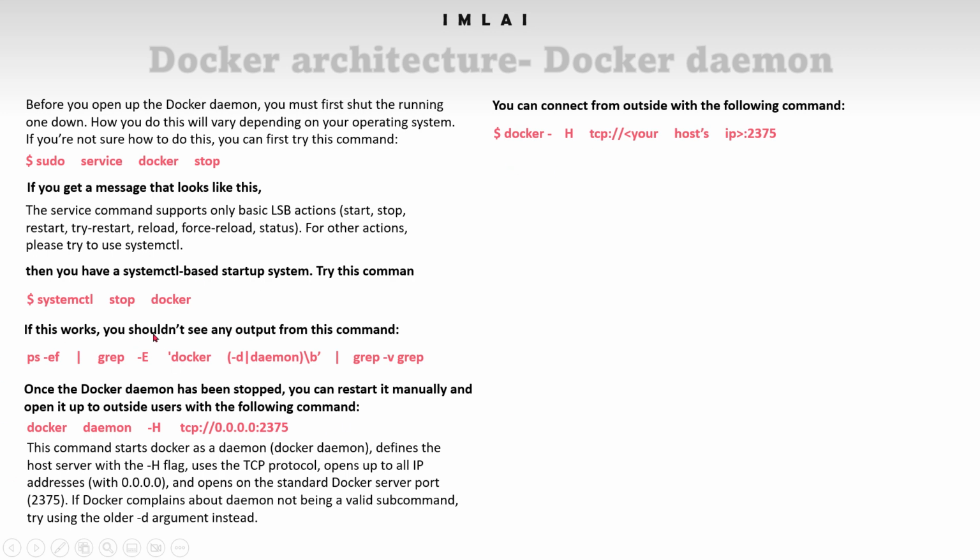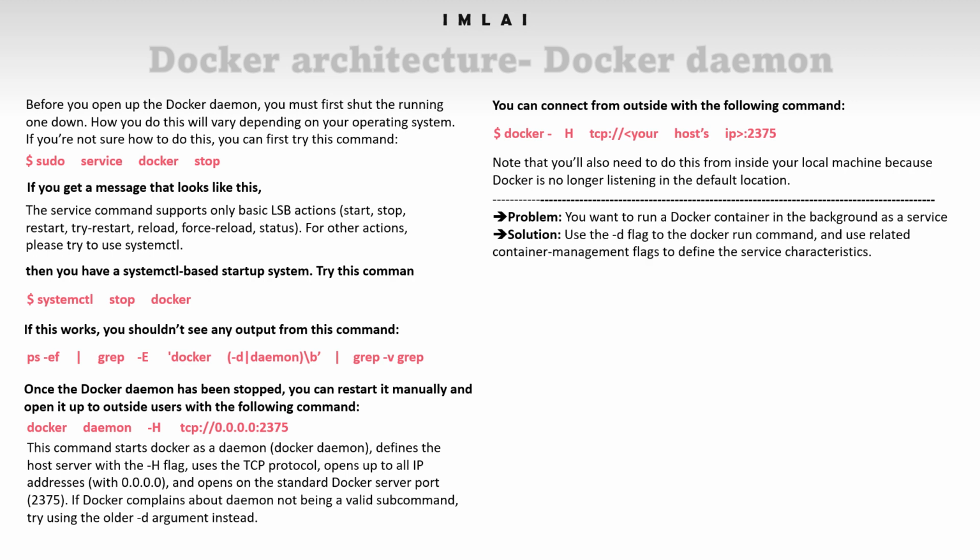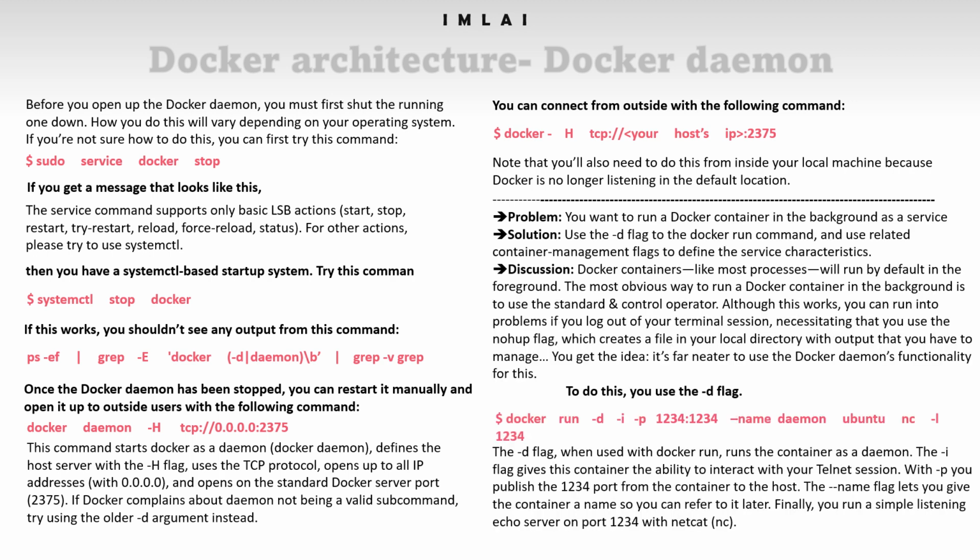Once the Docker daemon has been opened to the external world, it's time to connect to this Docker daemon using this command: docker -H option TCP, and here you have to give your host IP. This is the Docker daemon's host IP, the external user's host IP, and 2375. Basically, from your host IP at port 2375, you can connect. You will need to do this from inside your local machine, because Docker is no longer listening in the default location. Okay, one example.